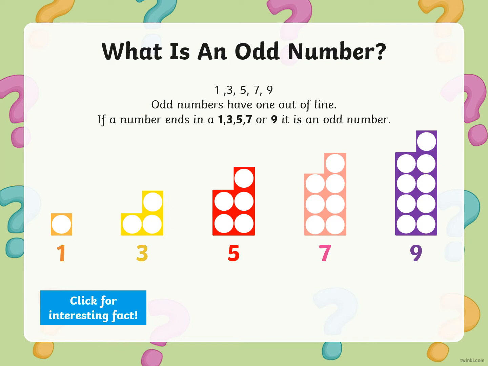1, 3, 5, 7 and 9. All odd numbers have 1 out of line. If a number ends, so it's 1's number, is a 1, a 3, a 5, a 7 or a 9, it is an odd number. If you look at the Numicon pieces, you can see that each one has an odd part at the top. It's got 1 out of line. There is always an odd one out.